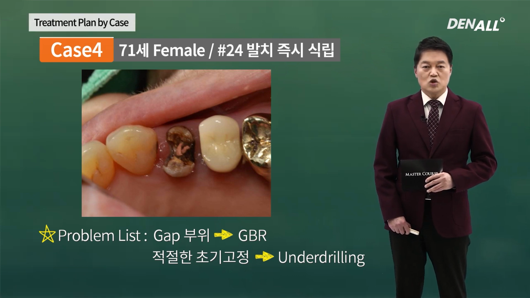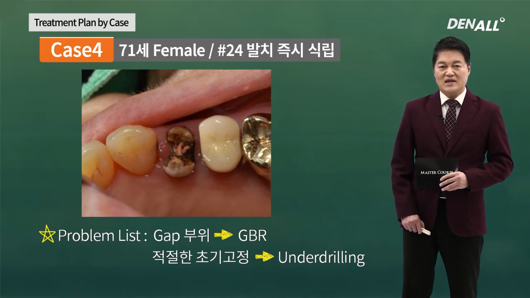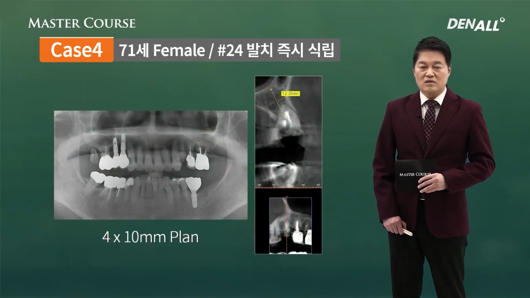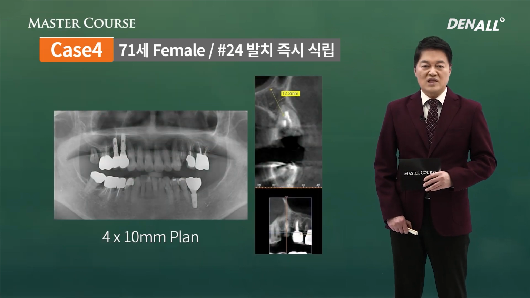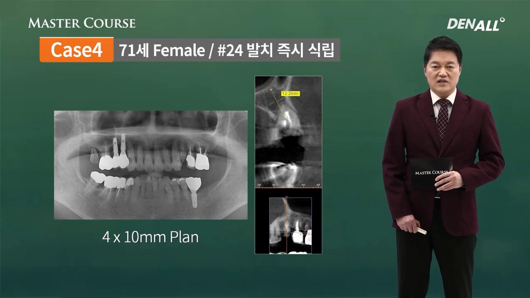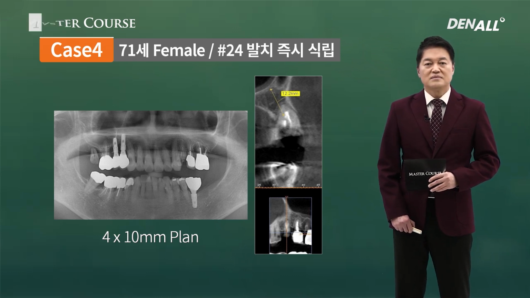In order to get adequate initial stability, you need to underdrill by a size. As you can see, the length was sufficient. Bone height was 4mm. 4 by 10mm implant was planned.